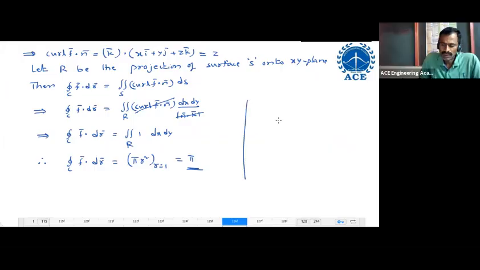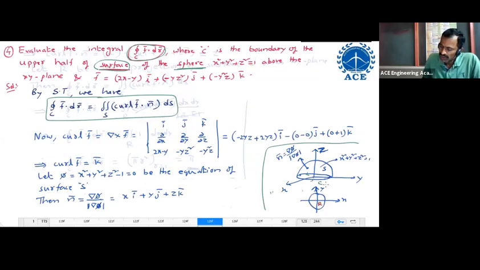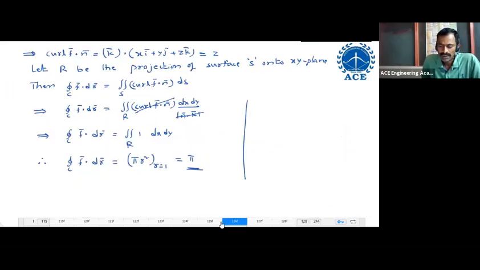Sir, here why did you use pi r square for the surface area? It is 4 pi r square, no? No. What is the region here? This double integral is for R. What is the R here? R is the projection of the surface of the sphere only, the surface of the semi-sphere only. This R is a circular region. What is the equation of the circle? X square plus y square equal to 1. For this circle, area is pi r square, r equal to 1.